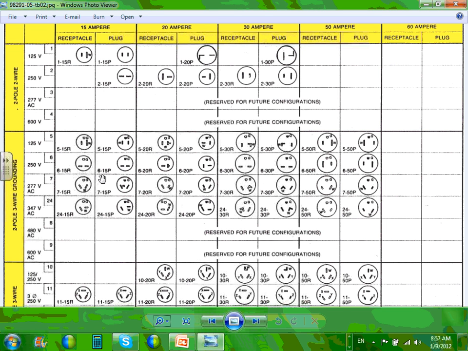Where's the 347? 347 is in a 600 volt system. Not commonly used, but 347 is on a 600 volt system. Any questions, guys, about these configurations?